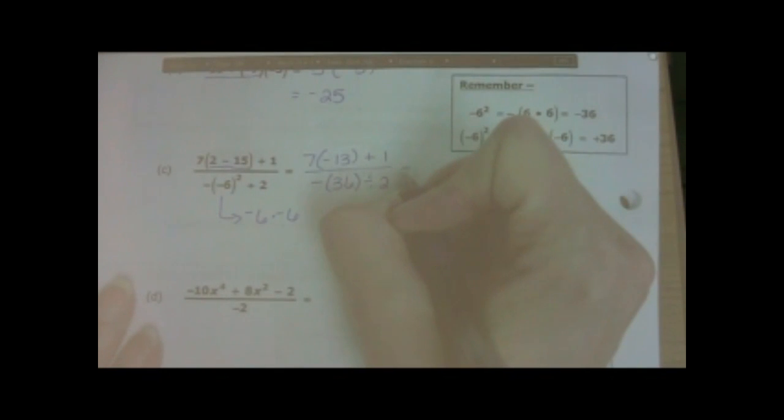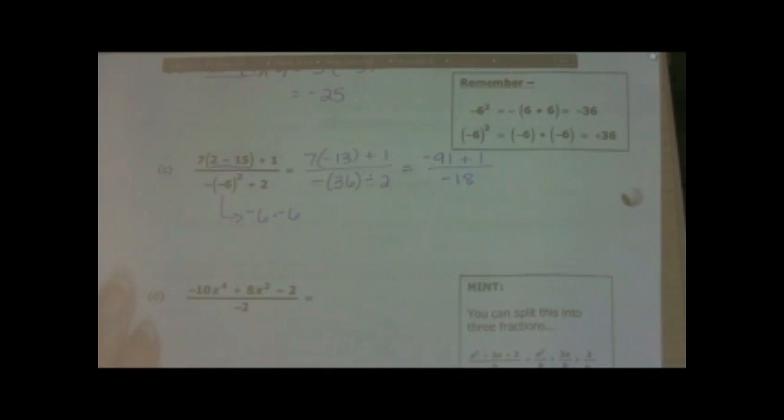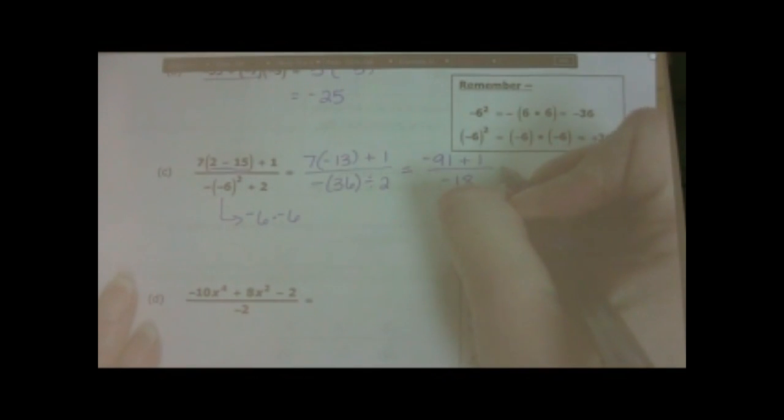So here we go, another step. In the numerator, oh boy, I'm going to need a calculator for this. 7 times negative 13 is 91. So that will give us a negative 91, plus a 1. On the bottom, negative 36 divided by 2. I know that one by heart. That is negative 18. Go back to that numerator. Negative 91 plus 1 is negative 90.